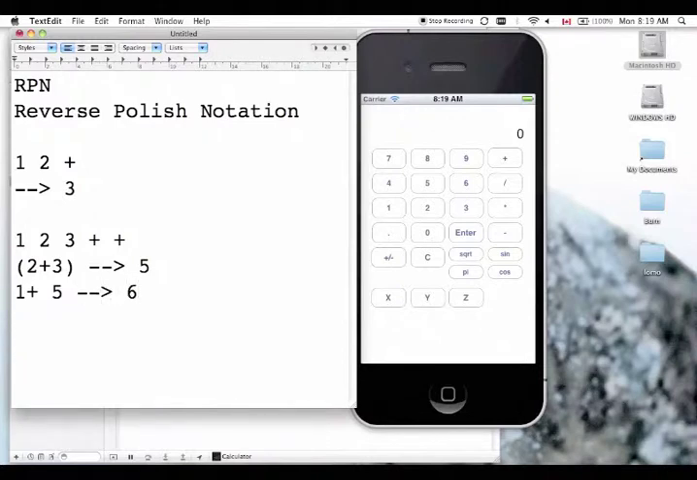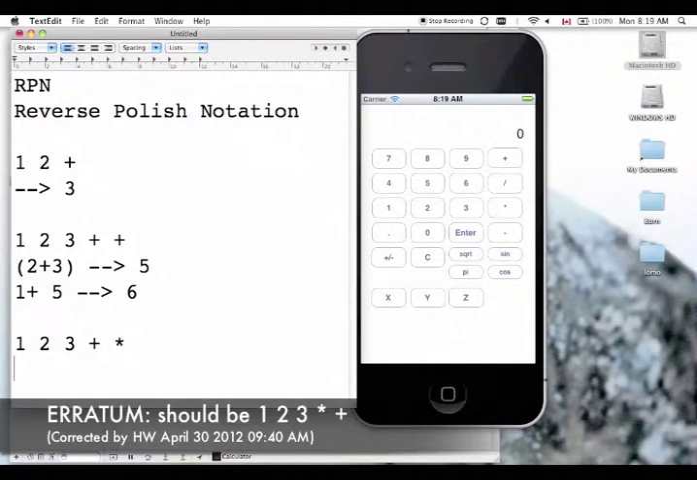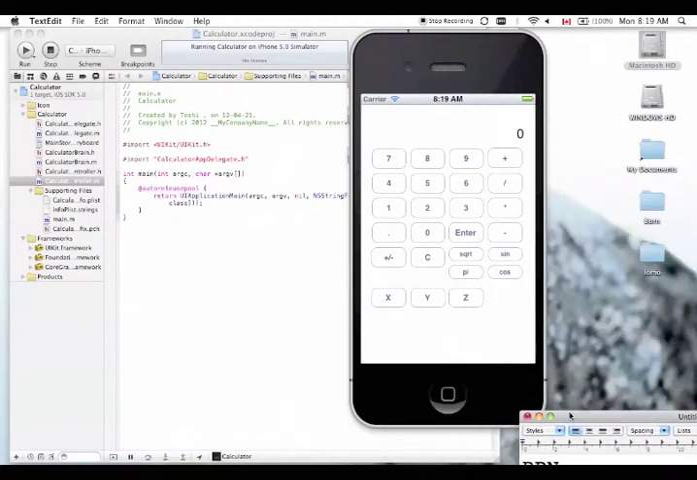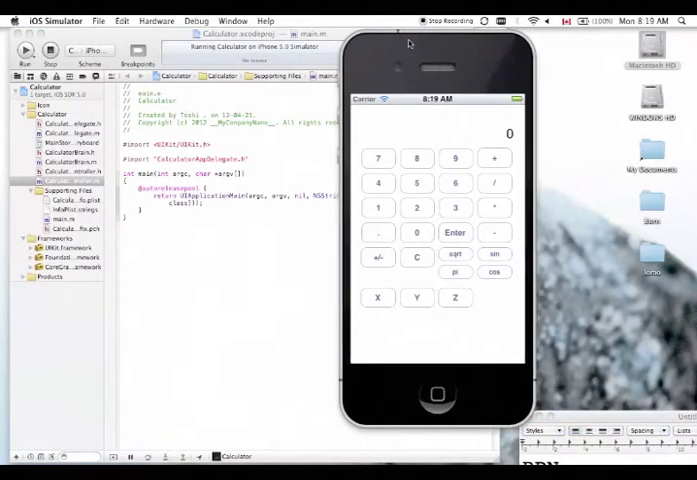So that's how it operates. And if I have 1 2 3 plus times, how this will evaluate is 2 plus 3, which equals 5, and then 1 multiplied by 5 gives us 5. So that is RPN. With that, we can get started with trying this calculator.